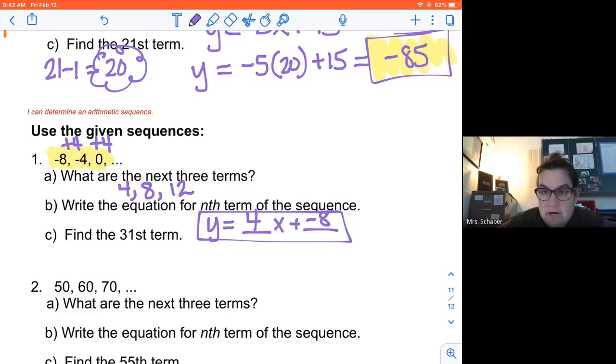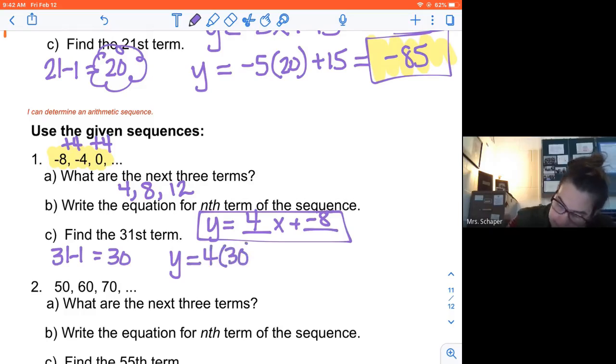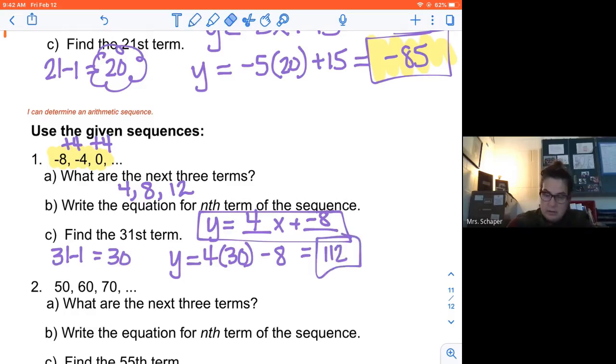I want to find the 31st term. So I go 31 minus 1 is 30. So y equals 4 times 30 minus 8. 4 times 30 is 120, minus 8 is 112. And there's my answer. Okay.